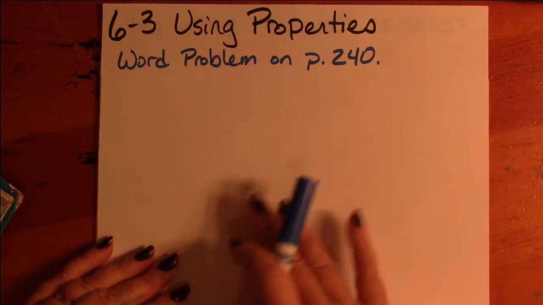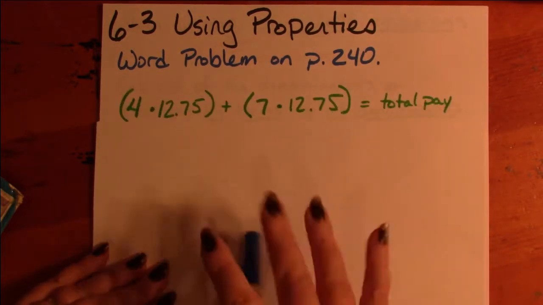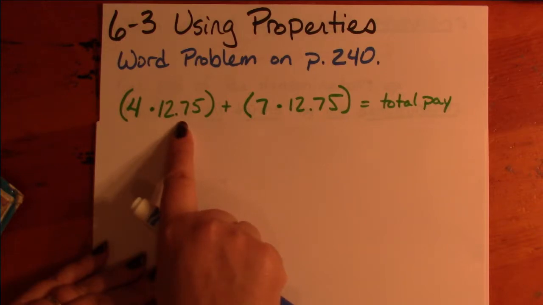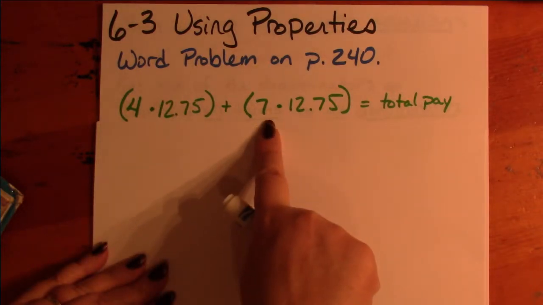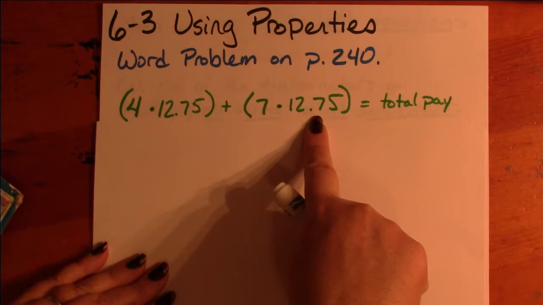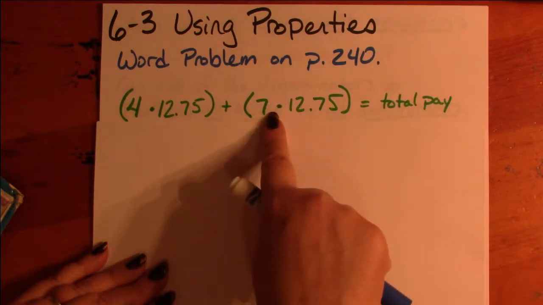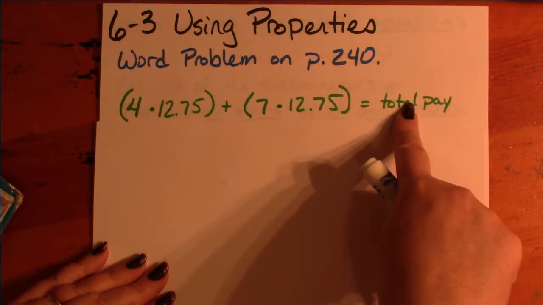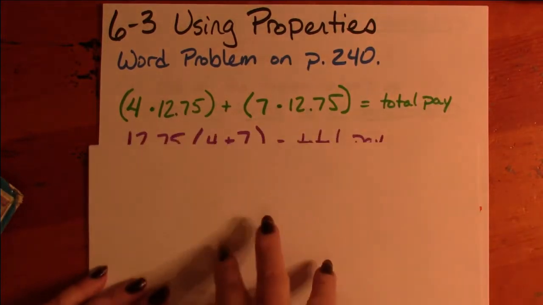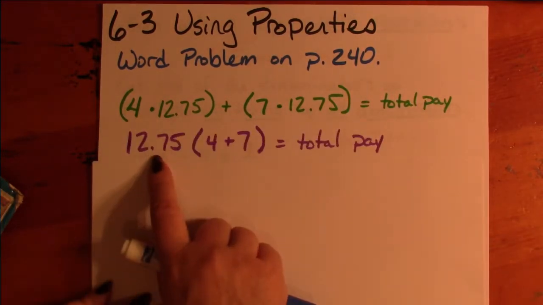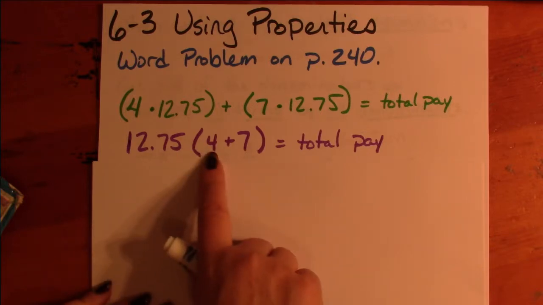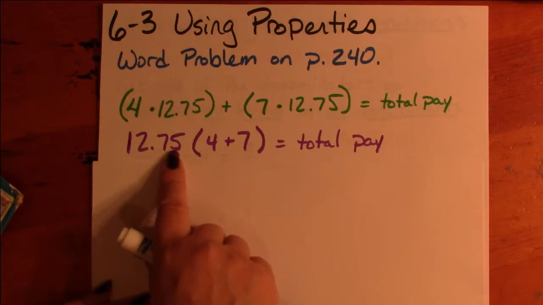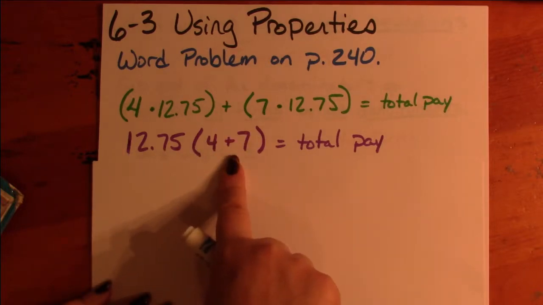Now there's two ways you can do this. You can say that he works 4 hours on Friday and he makes $12.75 an hour, plus he works 7 hours on Saturday and he makes $12.75 an hour. And when you multiply this and add them together, that's his total pay. You could also say that he makes $12.75 an hour and he worked 4 hours on this day plus 7 hours on that day and multiply $12.75 by the answer to this.